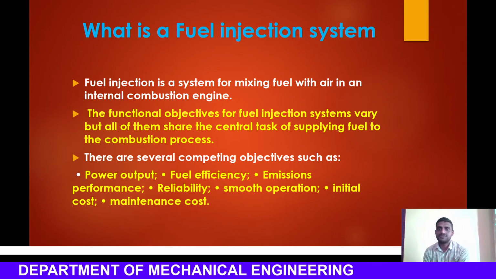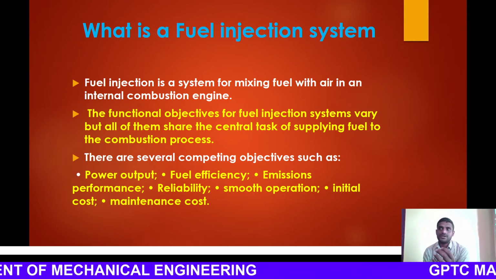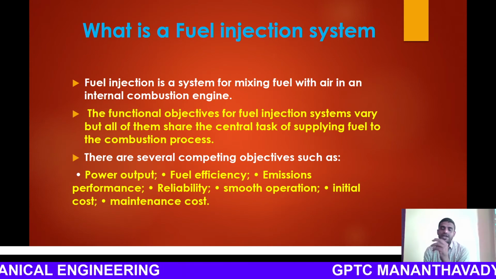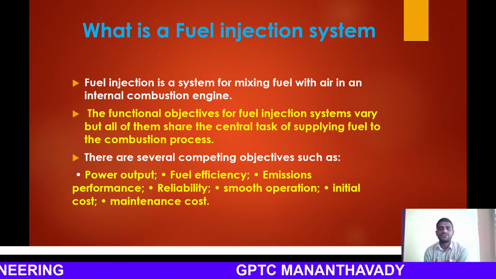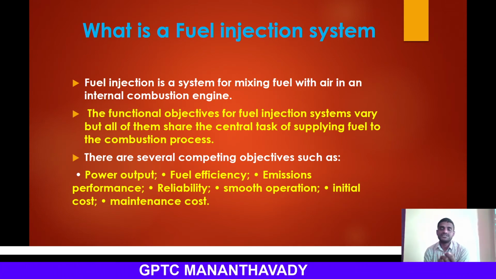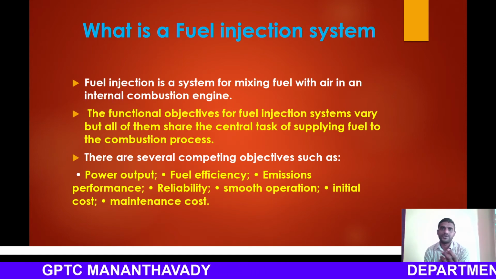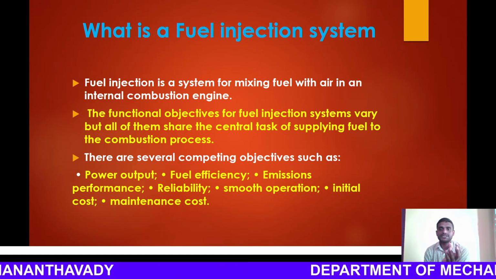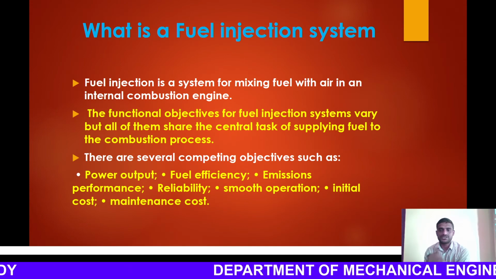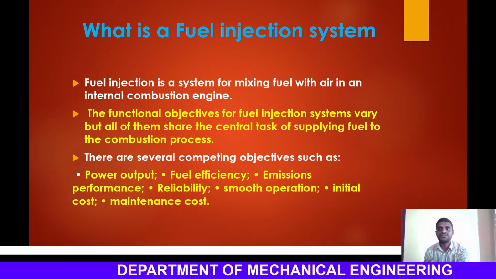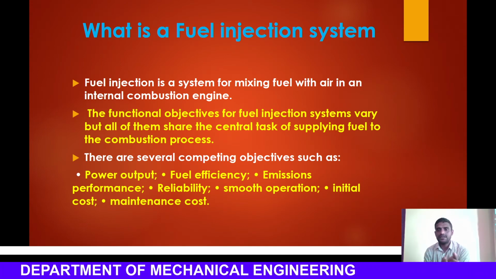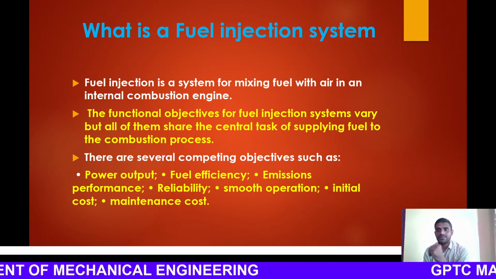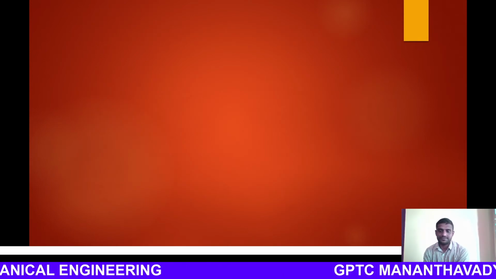Mainly in SI engines we are using the carburetor system, because a mixture of air and fuel, a charge, is required. But in the case of CI engines, compression ignition engines, we are not using the carburetor system, because only air is taken into the system during the suction stroke and fuel is directly injected into this highly compressed air at the end of compression by means of a fuel injector.